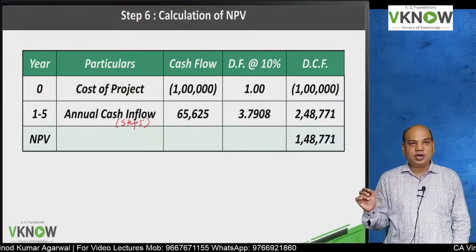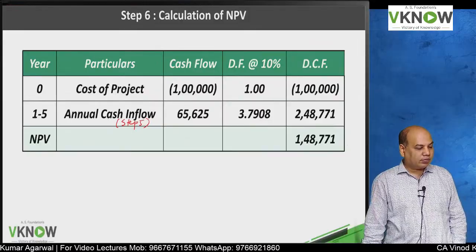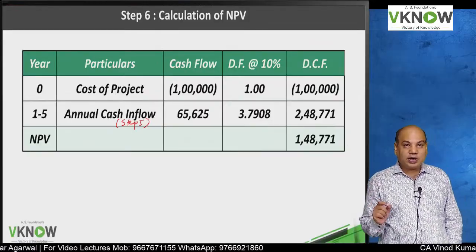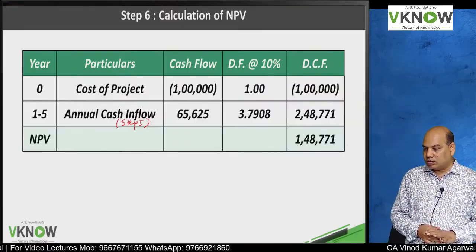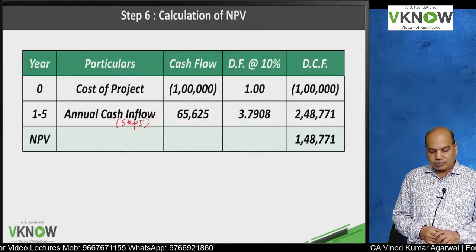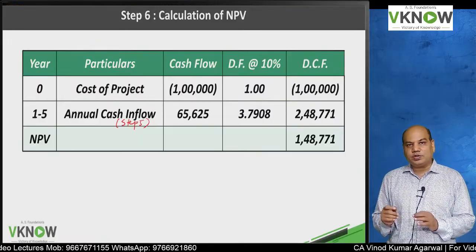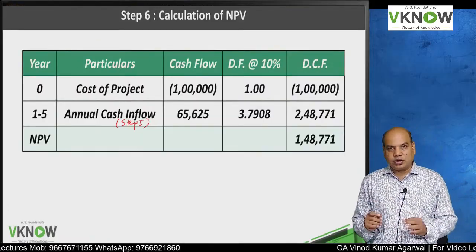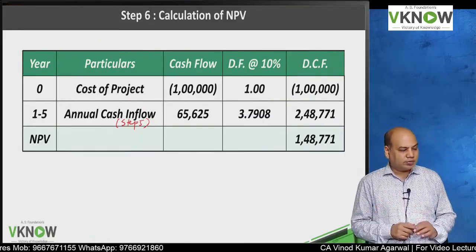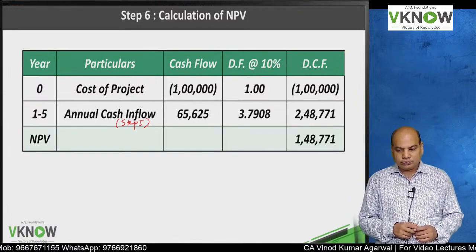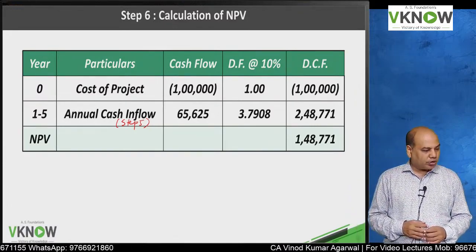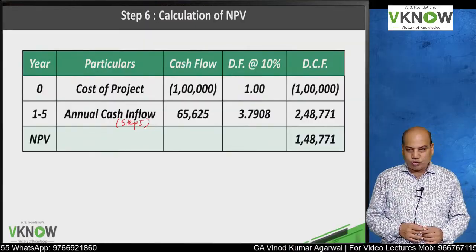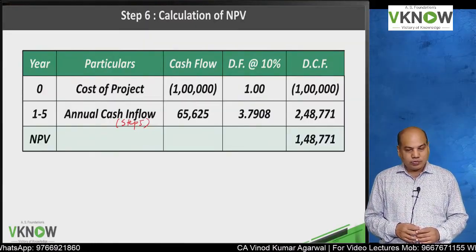And you write one note: as the expected NPV is positive, the project should be accepted. Okay? So you have to write the conclusion.